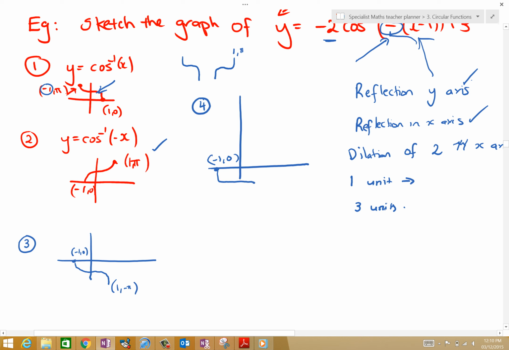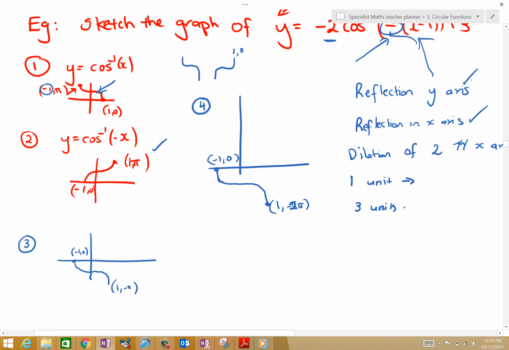Oh gee, that's a terrible, it doesn't look like that. All right. Okay, let's just say there we go, that's looking a little bit better. It's minus 2 pi. Okay, we now have got our endpoints.